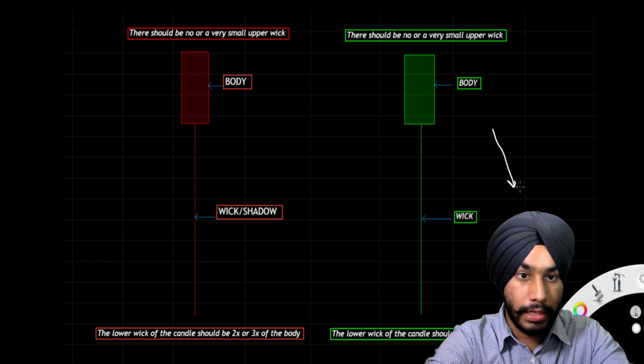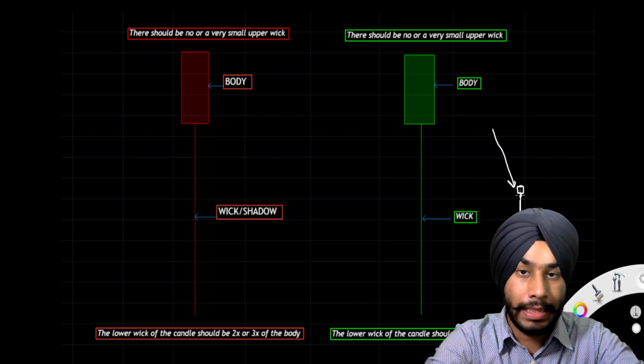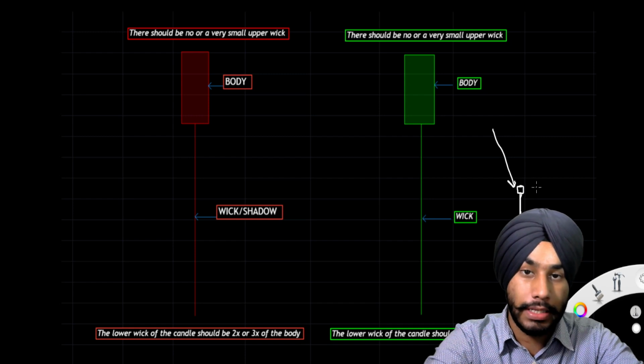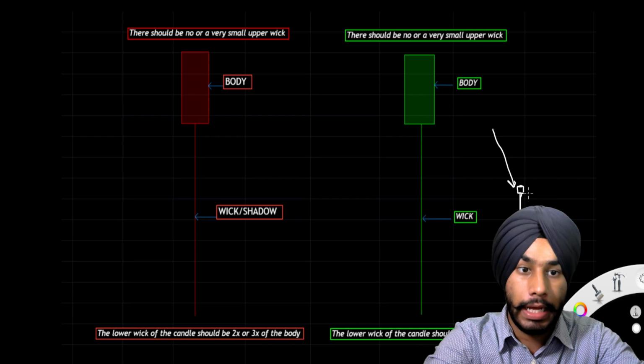एकदम से यहाँ पर एक hammer, एक ऐसी candlestick बनती है. And then we can say that there's a probability that the stock can reverse in the future. आगे जाके मार्केट में अप ट्रेंड आ सकता है.